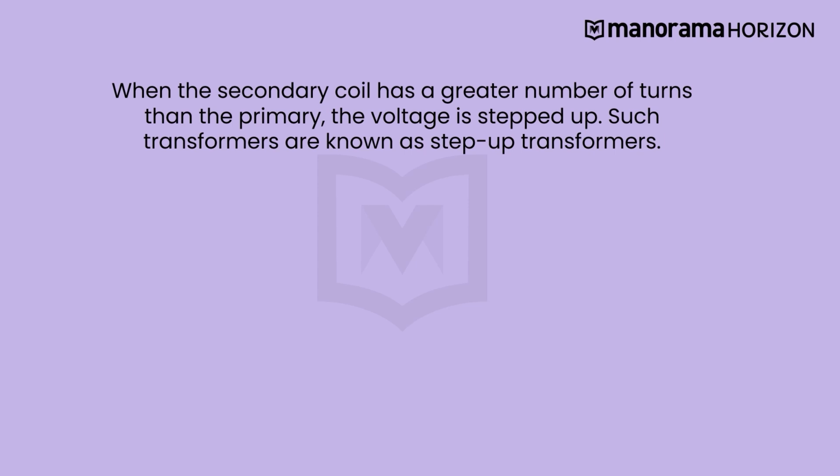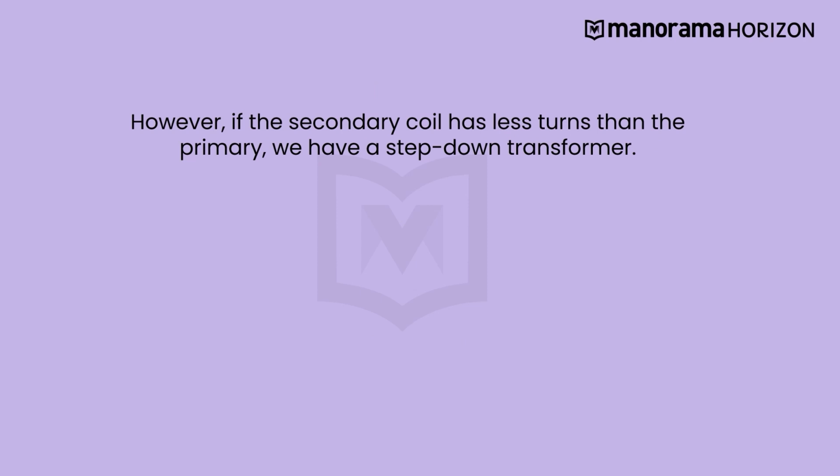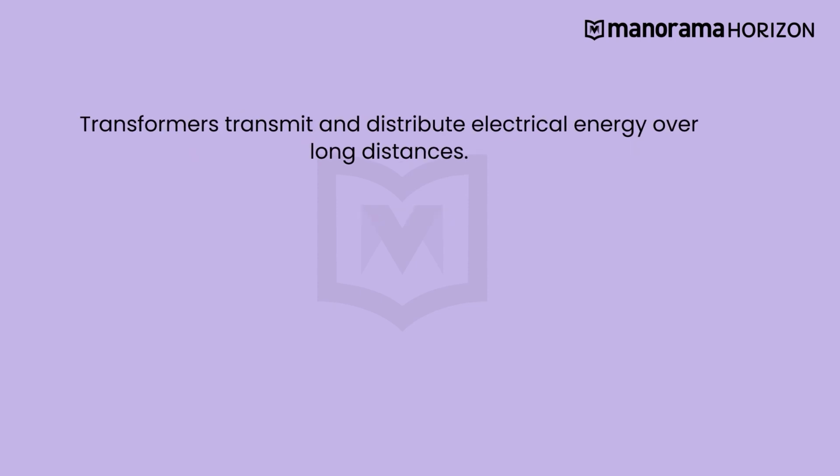When the secondary coil has a greater number of turns than the primary, the voltage is stepped up. Such transformers are known as step-up transformers. So in such cases, Ns will be greater than Np, and Vs, that is the voltage induced in the secondary winding, will be greater than Vp, that is the voltage in the primary winding. However, if the secondary coil has fewer turns than the primary, we have a step-down transformer, or Vs is less than Vp. Transformers transmit and distribute electrical energy over long distances.